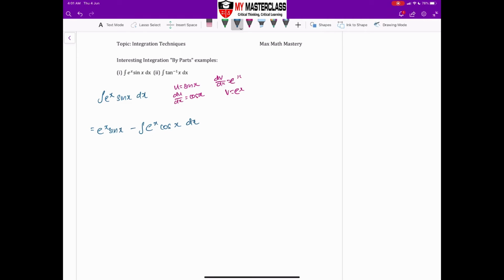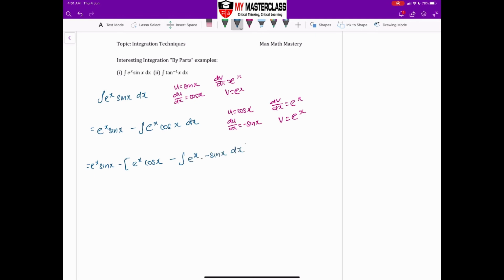Realize that I still cannot integrate e^x cosine x. So what I'm going to do is by parts one more time. My u will be cosine x, du dx will then be negative sine x, my dv dx is equal to e^x, and my v is also equal to e^x. Same logic, so it's going to be e^x sine x minus, same thing, put in the big bracket, uv, so it will be e^x cosine x, minus the integral of v du dx, e^x times negative sine x.